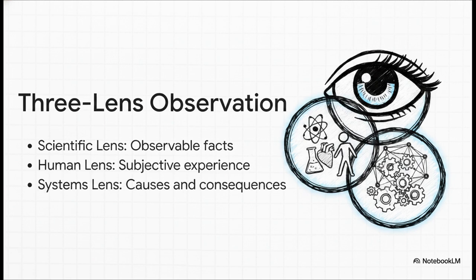First, the scientific lens grounds you in observable facts. The human lens reminds you to consider subjective experience and empathy. And finally, the systems lens forces you to look at the hidden network of causes and consequences. Using these 3 lenses stops you from just reacting blindly and really helps you separate actual facts from emotional assumptions.